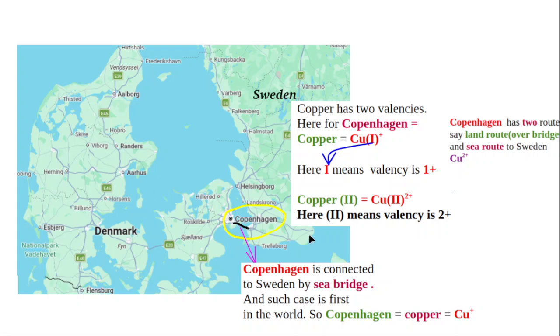Actually, at the beginning there was no bridge. Only sea travel was there from Copenhagen to Sweden. So at the beginning, copper has only one valence, Cu1 plus. Later, using advanced technology, they built a bridge. So by that bridge construction, Copenhagen has two options to travel to Sweden, either by land route or by sea route. That is why copper has two valencies, Cu1 plus and Cu2 plus.